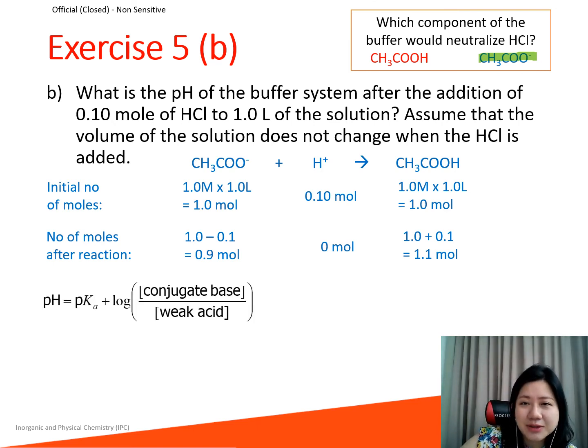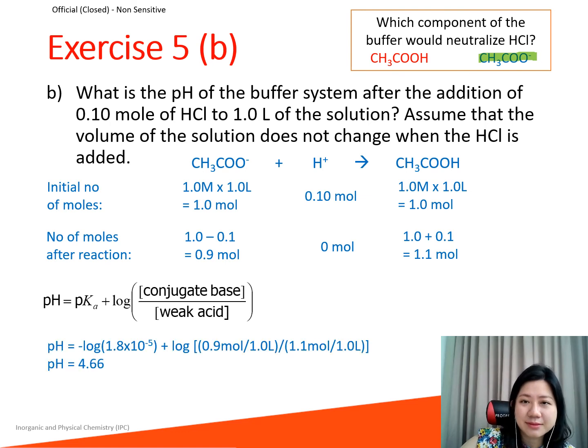Now let's put our values into the Henderson-Hasselbalch equation to calculate the pH of the buffer solution. You should get a pH value of 4.66.